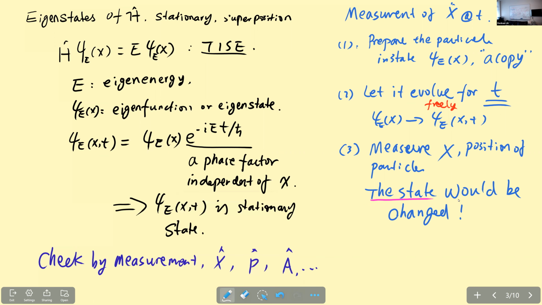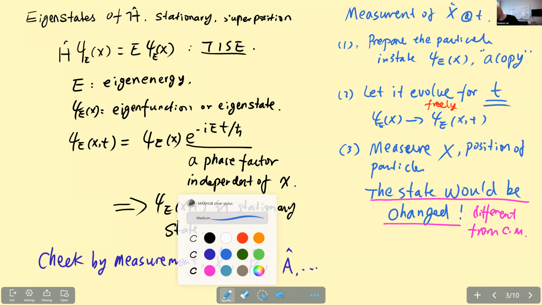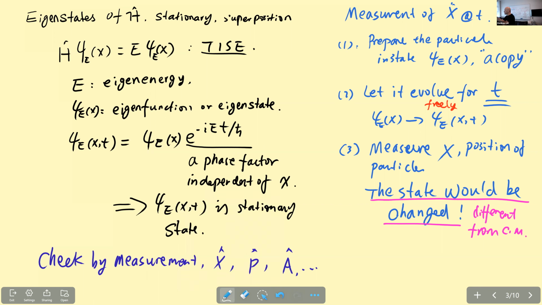So this one is important. This is different from classical mechanics, okay? If we have done the measurement of x, the state would have been changed by this measurement. So that means you cannot do this measurement of x again, right? Because if we measure x again, you are measuring the particle in a different state, okay?